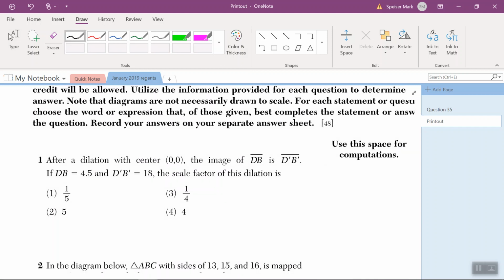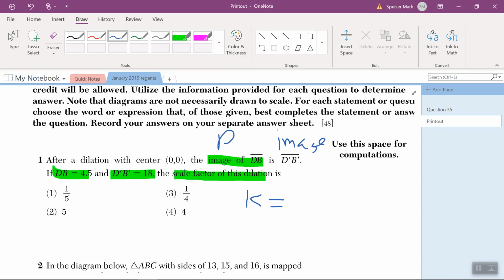After a dilation with center (0, 0), the image of DB is D'B'. If DB is 4.5 and D'B' is 18, the scale factor of the dilation is, well, scale factor is denoted by the letter K, and scale factor is always the image over the pre-image. So in this case, it's 18 over 4.5, which equals 4. On to question number 2.